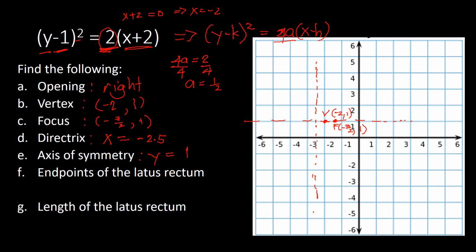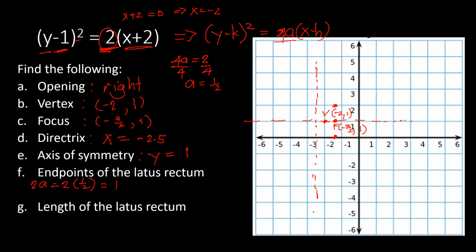Next we are going to locate the endpoints of the latus rectum. Again, we are going to double our a. So 2a is equal to 2 times 1/2, and 2 times 1/2 is equal to 1. So we will be counting from the focus here up and down 1 unit. From the focus 1 up, this is our endpoint. And then from the focus again, we count 1 unit down. So we have this as our other endpoint.